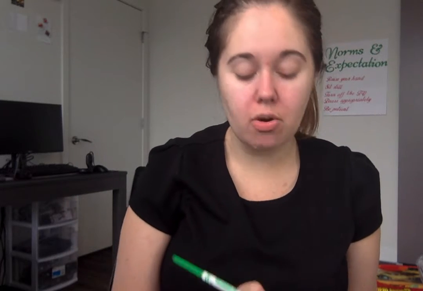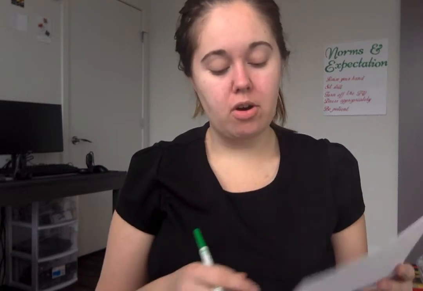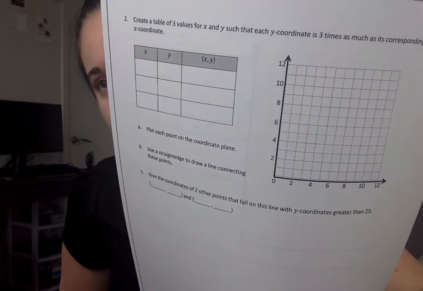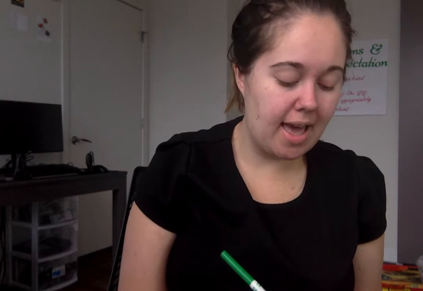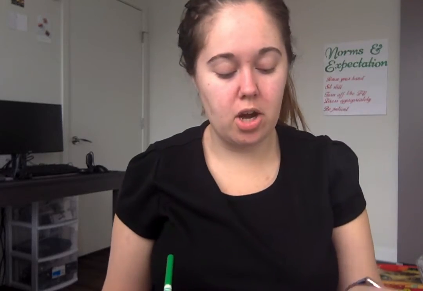So let's look at number 2. Create a table of 3 values for x and y such that each y coordinate is 3 times as much as the corresponding x coordinate. So here, we'll go our 2, 4, 6. Well, actually, I'm going to go 1 and then 3. Maybe 1, 3, and 4. It doesn't have to go in a pattern here. So I'm going to say x is 1. Y is 3 times as much. That's 1 times 3, 3. So that would be 1, 3. Okay, that one was not too bad.